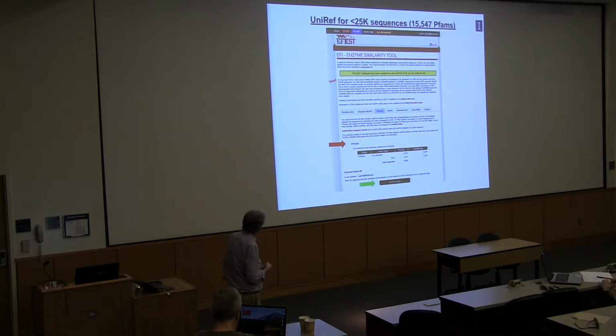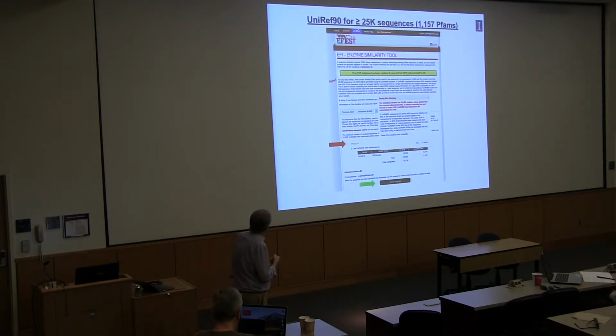If you select a PFAM family that has less than 25,000 sequences, you can just use all of those sequences, and the network will be generated. The all-by-all BLAST will be generated. And that's 15,547 PFAMs out of 16,712, so that's almost all of the PFAM families.